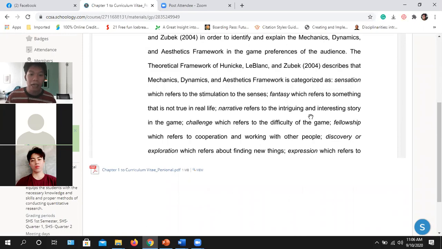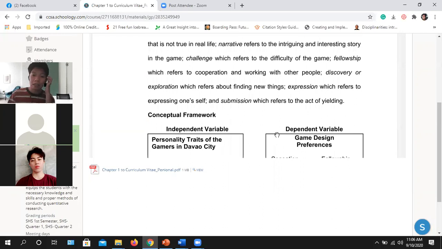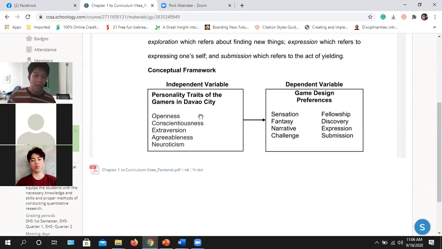Sa game design, ang ginamit is yung MDA or Mechanics, Dynamics, and Aesthetics Framework. So it's very important that you specify the variables under the concept sa study ninyo.